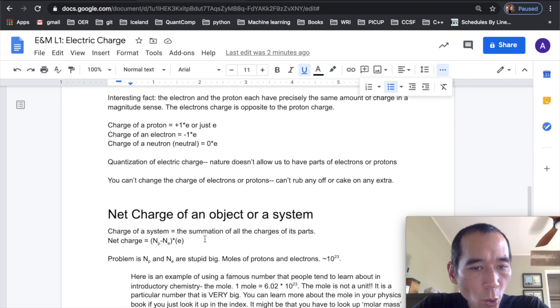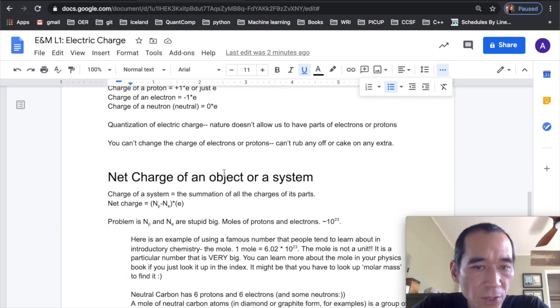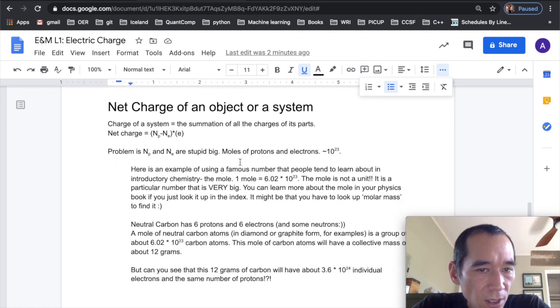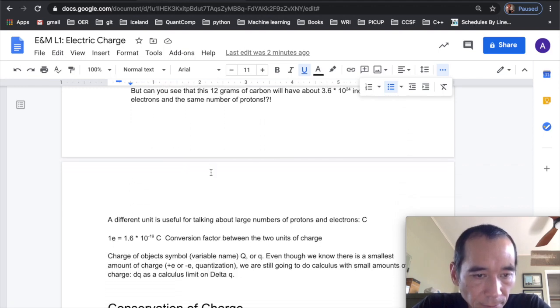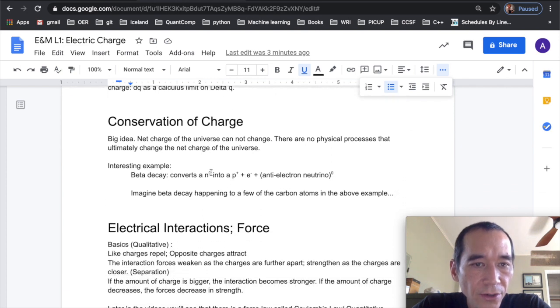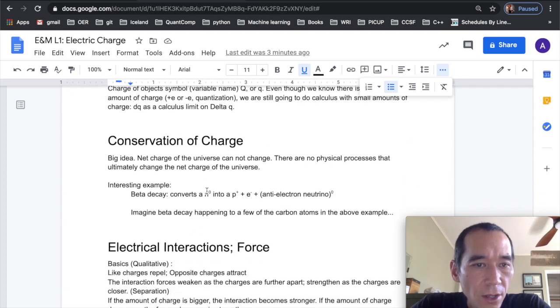I'll give you an equation for calculating the net charge of an object or a system of objects even. I'm going to address the fact that the number of protons and the number of electrons in any sort of piece of material that we run across in everyday normal life is a stupid large number, really big. And then I'll go on to describe the conservation of charge.